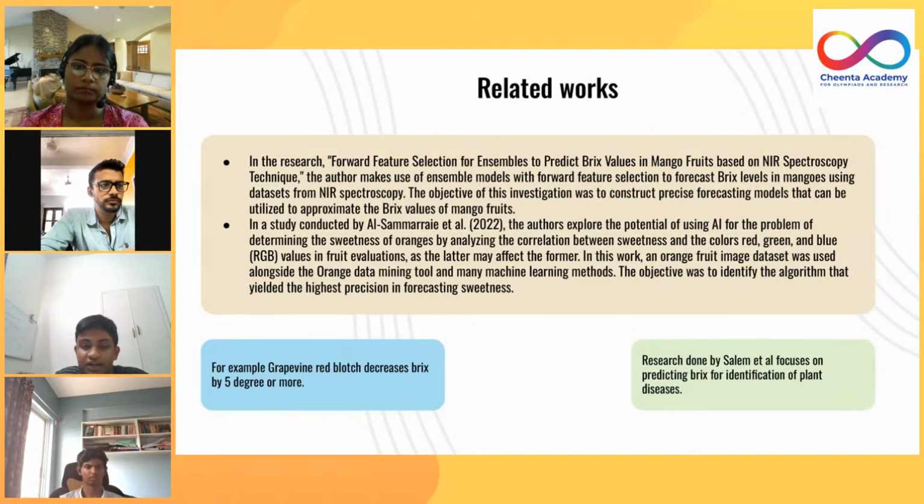For example, another research done by Salim and his team focused on predicting brix for identification of plant diseases. For example, there is a disease called grapevine blotch disease, which can increase the brix by 5 degrees or more. So if we can predict the brix earlier, we can identify the disease and take some measures. Next.